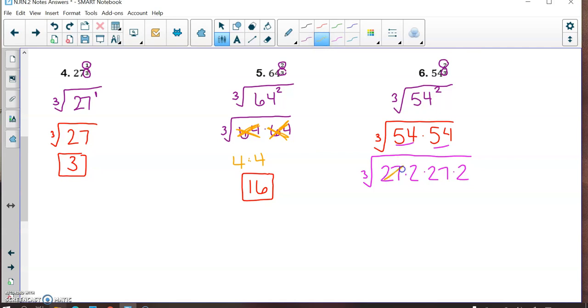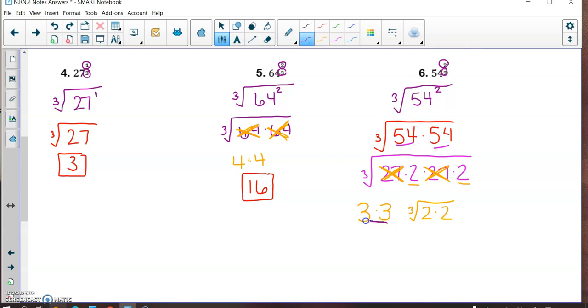The cubed root of this 27 is a 3, so I'm going to pull that 3 out. The cubed root of this 27 is a 3. I'm going to pull that 3 out. Notice how I crossed off my 27s as I pulled the numbers out of 27. And then I'm left with the cubed root of a 2, because 2 does not have any perfect cube factors and it's not a perfect cube, times this 2.